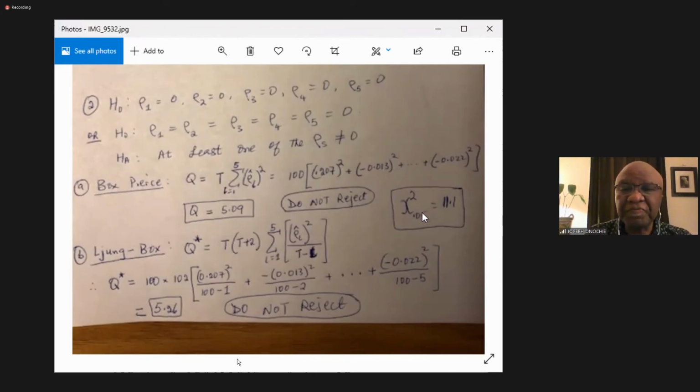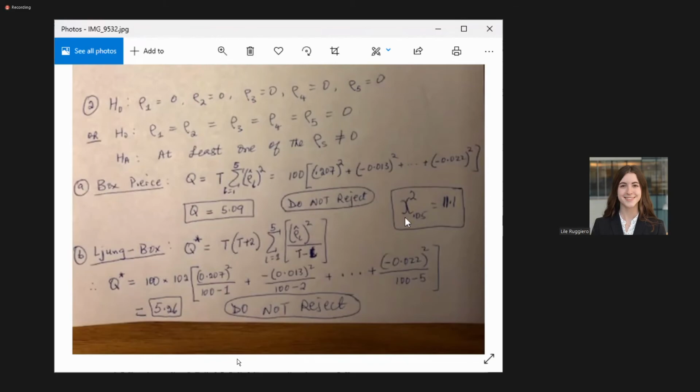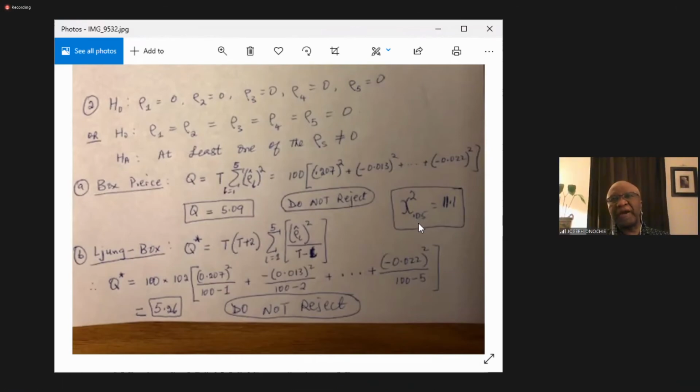But the critical Q is distributed as a chi-squared. That critical value is 11.1. So this number is less than this number, so you do not reject. And you're getting that critical value at 95% confidence. That's the 0.05. So this 0.05 is 1 minus the confidence level, which is what we call the significance level. Remember that?